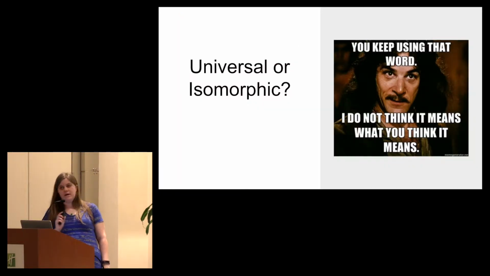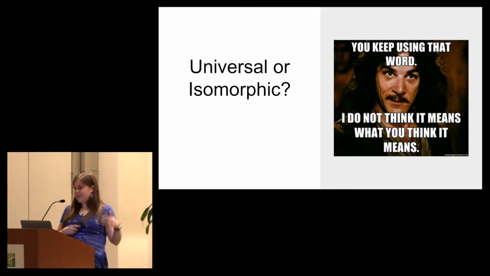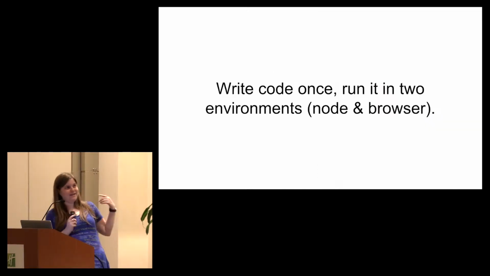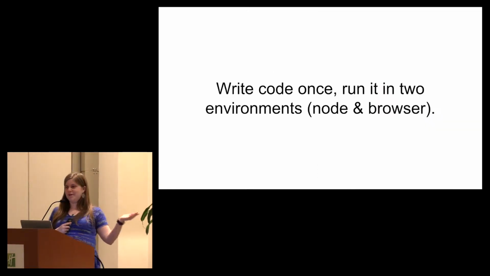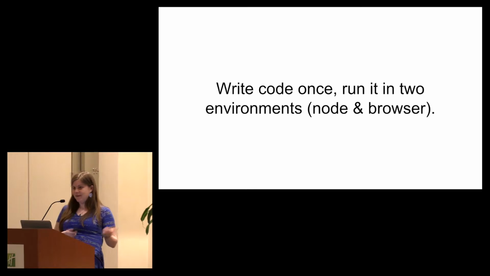You'll notice that I'm going to switch a lot between universal and isomorphic as I talk about this topic. For all practical purposes, they mean the same thing in this context. There's a big debate raging online about which one is more accurate. In my opinion, neither of them are 100% accurate. You can use the one you like. I think people will understand you at this point. But basically, they both mean we're going to write code once and run it in two environments. In this case, Node being the server, and your browser, all the browsers.